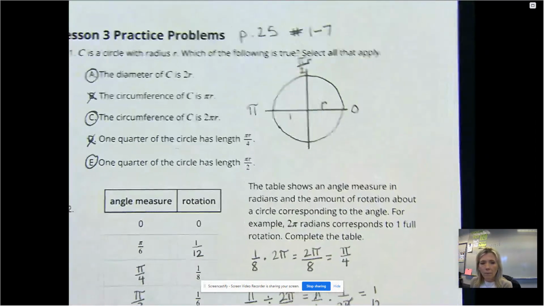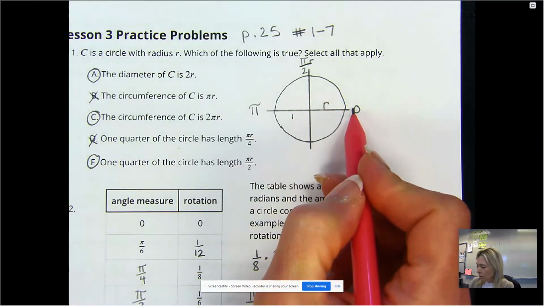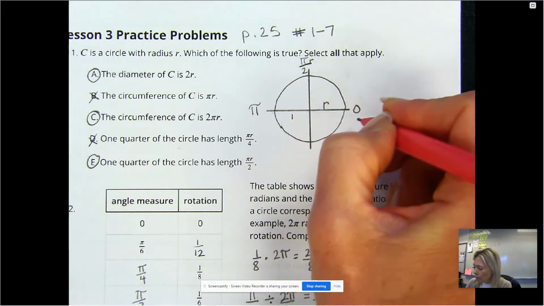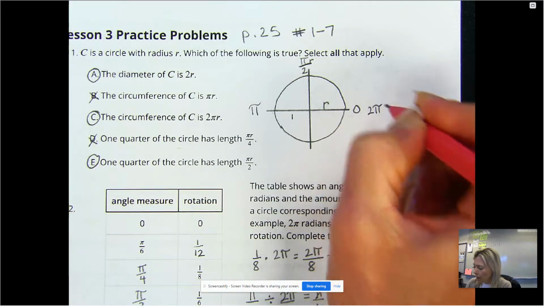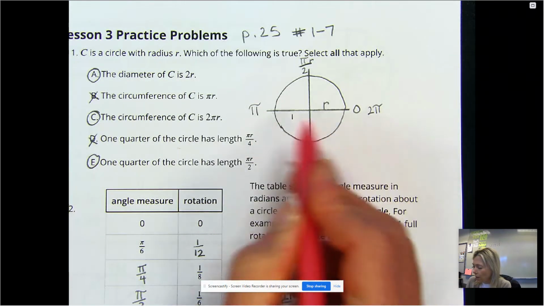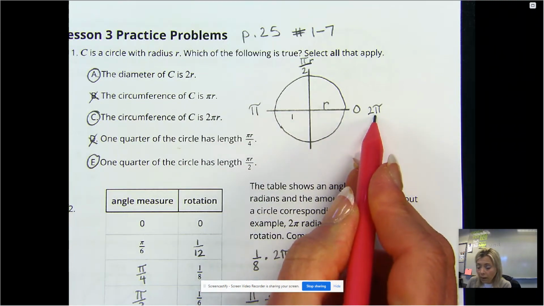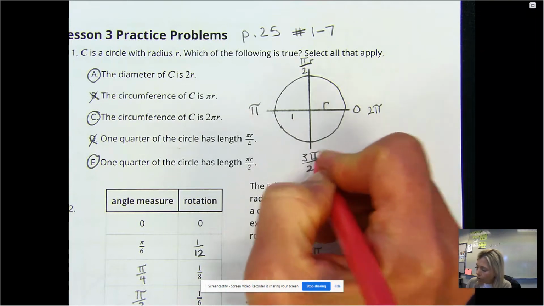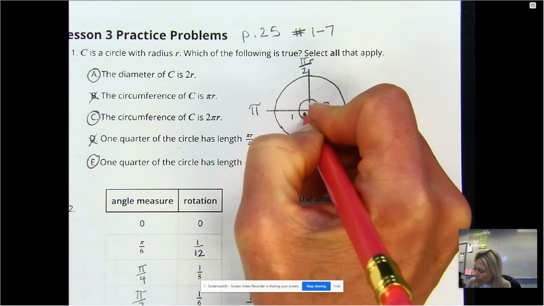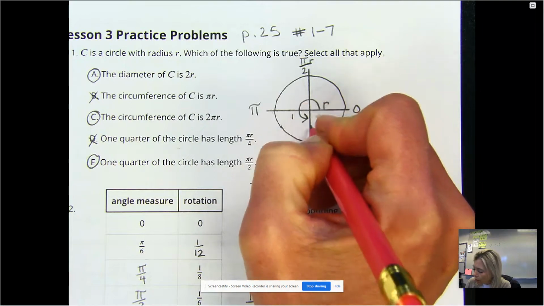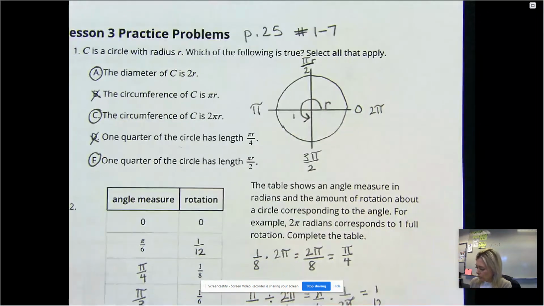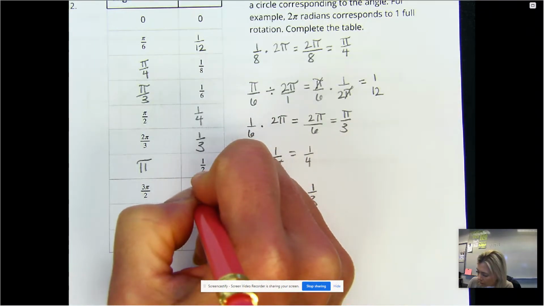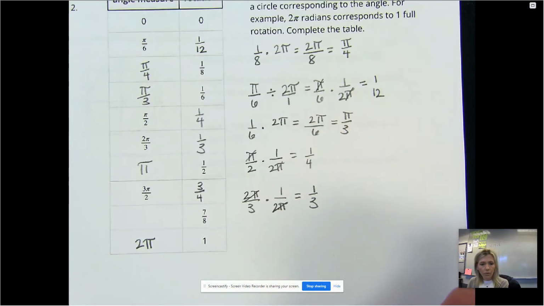So if we go back up here to our diagram, between 0 and pi is pi over 2. If we go all the way around the circle, it's a total of 2 pi. And so between pi and 2 pi would be 1/2 pi, which is the same thing as 3 pi over 2. So 3 pi over 2 is 3/4 of the circle. I'm just going to go ahead and do that instead of writing out a calculation. It's 3/4 of the circle.